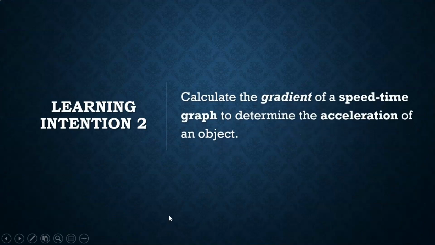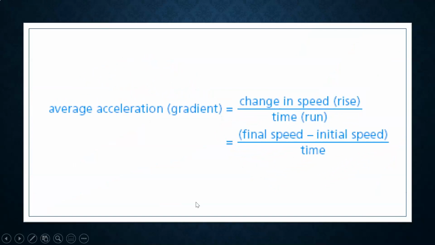All right, learning intention number 2. Once you can read the graph, we need to be able to work the gradient of the speed time graph out to determine the acceleration of an object. So you've done gradient in maths, and it might be something that makes some of you think, oh, I don't like doing that. That's cool, that's why we practice. So the average acceleration, that's our gradient, so it's our m in maths, is the change in speed, which is our rise, divided by the time, which is our run.